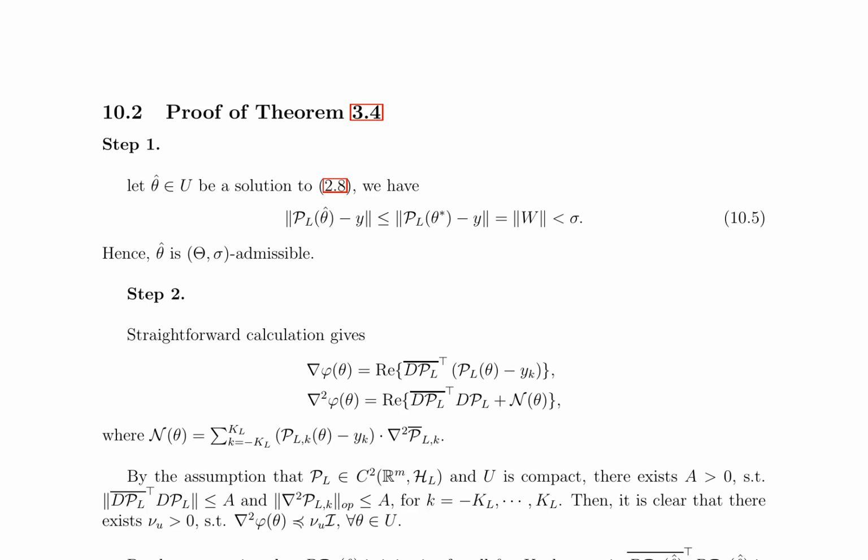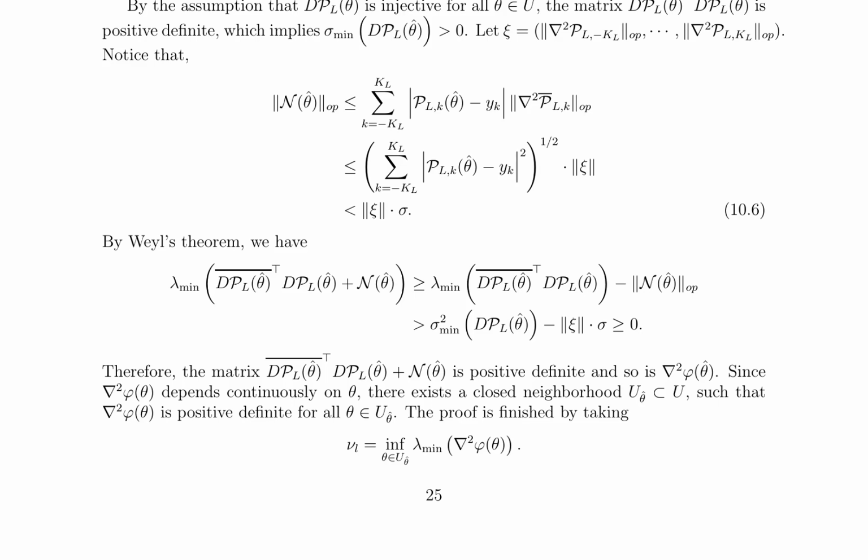and nabla 2 phi theta. This establishes the positive definiteness of dPl theta, dPl theta, and the existence of a closed neighborhood U theta. The proof then demonstrates the positive definiteness of nabla 2 phi theta for all theta element of U theta, culminating in the definition of nu L.